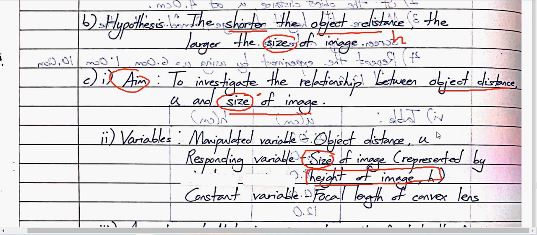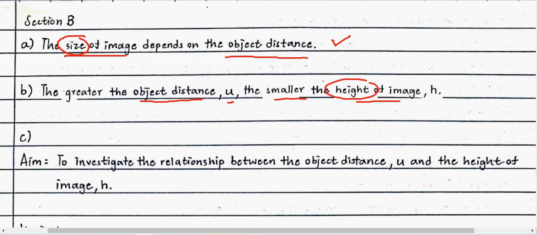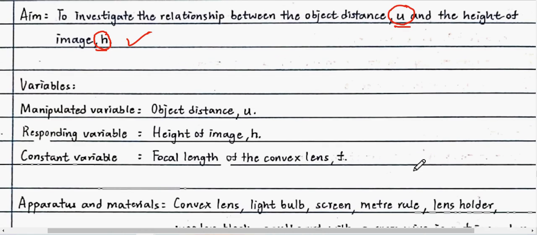Then okay, so the manipulated variable. Wait, so this one was correct just now, and the aim is also correct. Then the manipulated variable and the responding variable must both be correct to get 1 mark, and then the constant variable 1 mark. Okay, I think that part should be okay. So this one is correct: investigate relationship between object distance U and the height of the image H. I like students to directly write symbols like this and use the standard symbols in your answer. Use the same symbols, just like this. Manipulated variable, object distance U; responding variable, height of the image H. Okay, so this is 1 mark. And then focal length F, 1 mark. Next one.